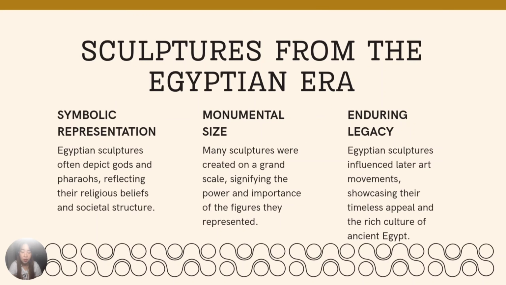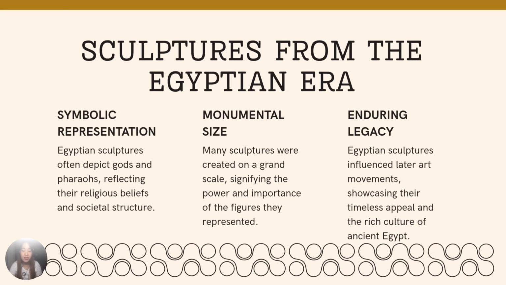So here, again, sculptures from the Egyptian era, just like sculptures from the early age, are for symbolic representation. Egyptian sculptures often depict gods and pharaohs, reflecting their religious beliefs and societal culture. Before I forget, in the paintings of the ancient Egyptian era, there's a symbolic representation of God. Usually their gods were represented by an animal head and a human body. Egyptian sculptures are also the same: they often depict gods and pharaohs, reflecting their religious beliefs and societal culture.